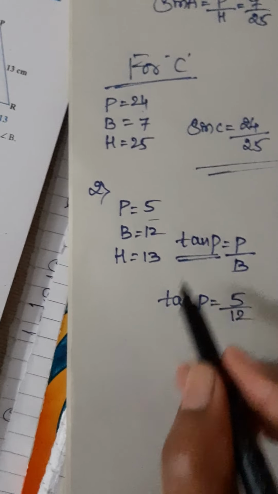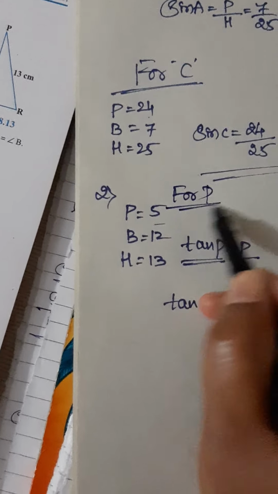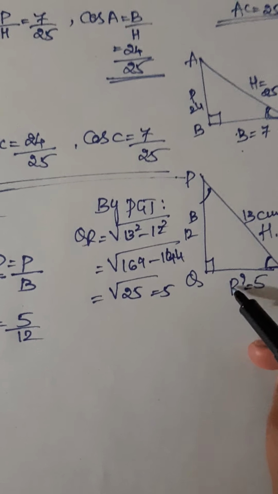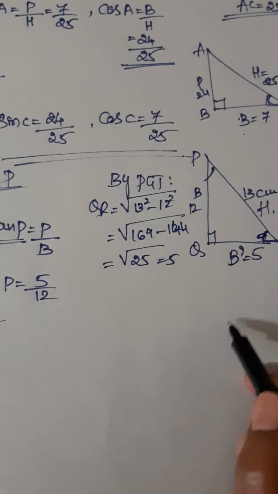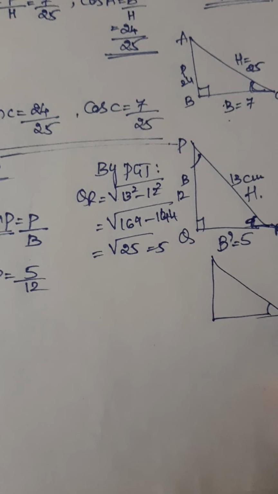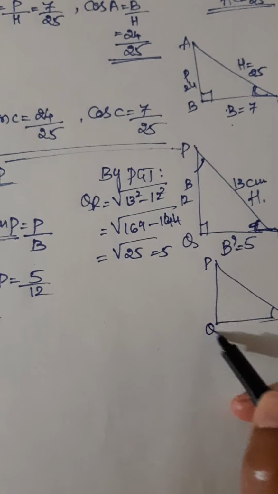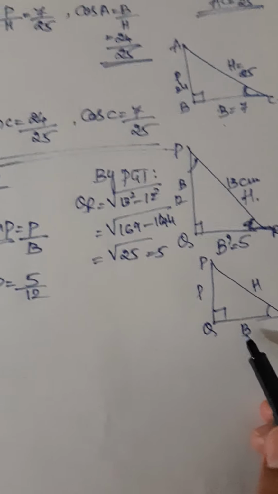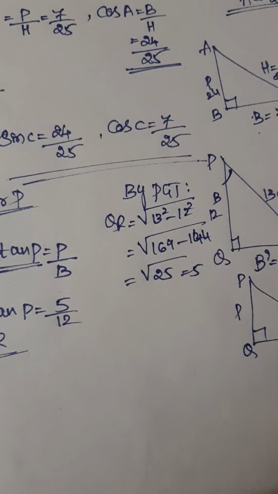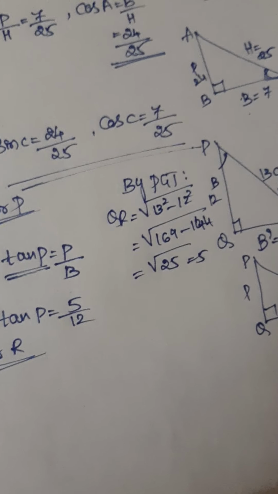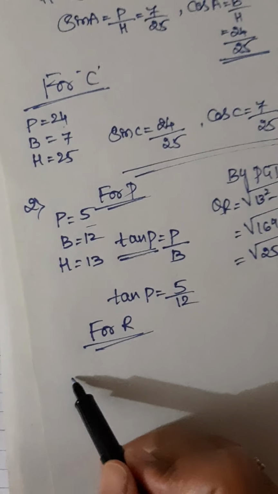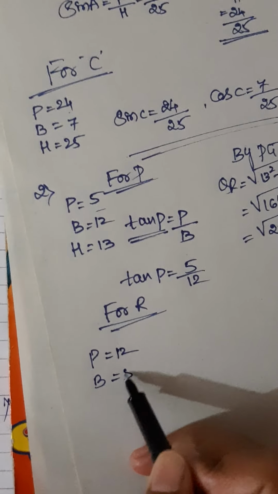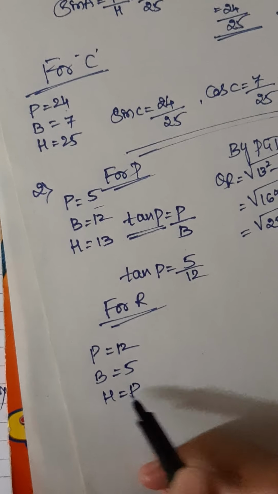Next one. For P we have solved, and for R, in this same triangle only, for R it will be our, sorry, let's draw one more triangle. No need. So for R, P, Q, here it will be base, hypotenuse is as usual the same, and it will be our perpendicular. So here the base is 5, hypotenuse is 13, perpendicular is 12. So for R, P is equal to 12, B is equal to 5 and H is equal to 13.